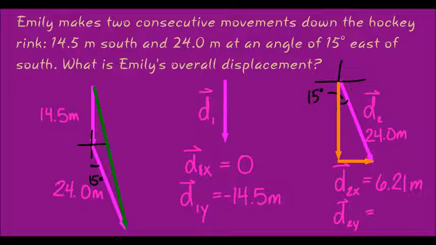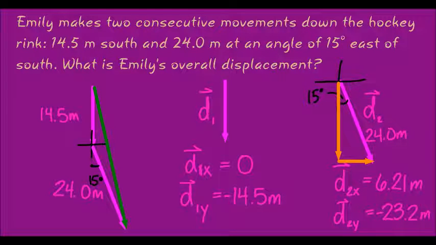I could use the cosine function to find the y component, because the y component is adjacent to my angle. So the cosine of 15 degrees would be the y component divided by the hypotenuse. Or in other words, the y component is 24 meters times the cosine of 15 degrees, which is 23.2 meters. Notice how that y component is pointed downward? That's important to note, because that means that it's a negative y component. Since the x component is pointed to the right, it's positive.